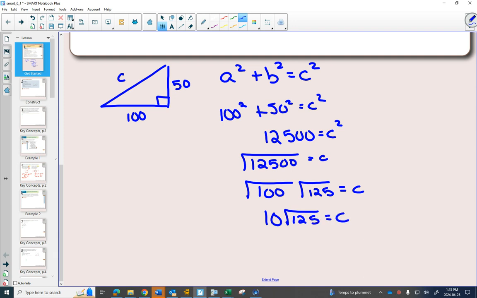And then, am I done? No. And it's okay that you do it in two different steps. Like this is 25 times 5. So this is 25 times 5. And square root of 25 is 5. So this reduces to 50 root 5.